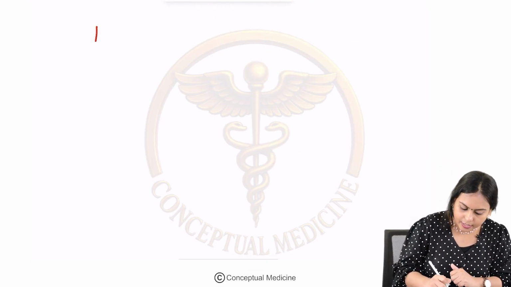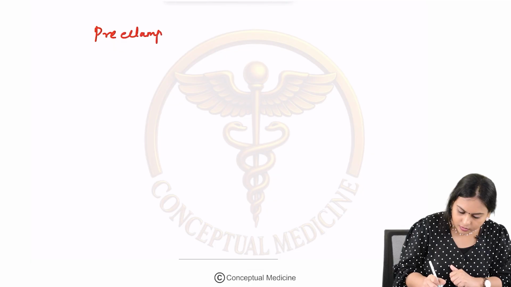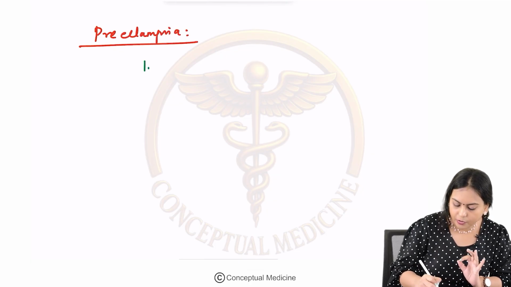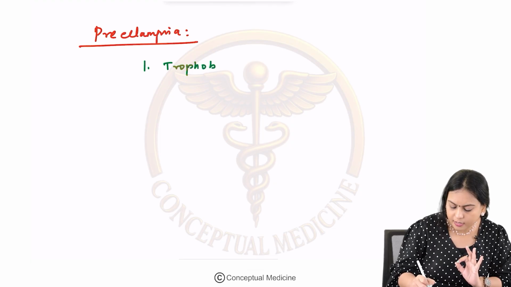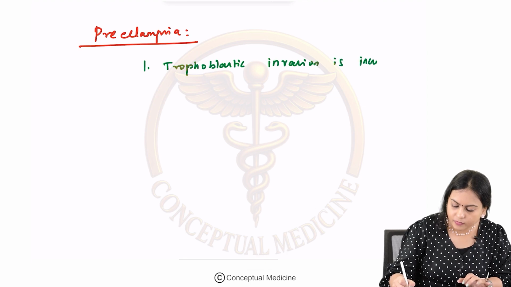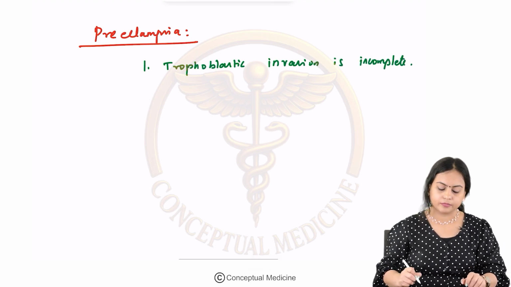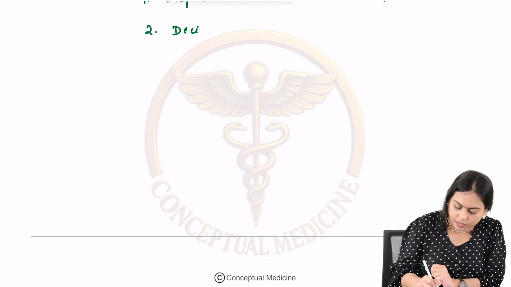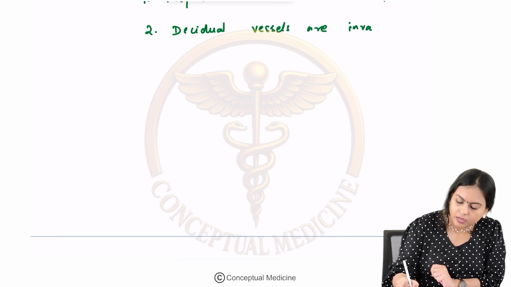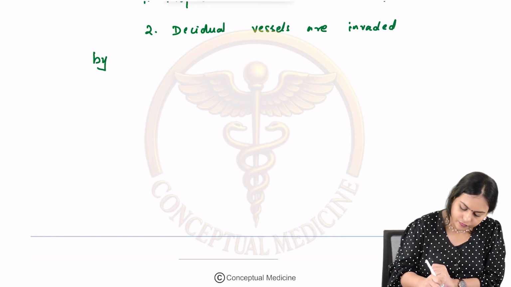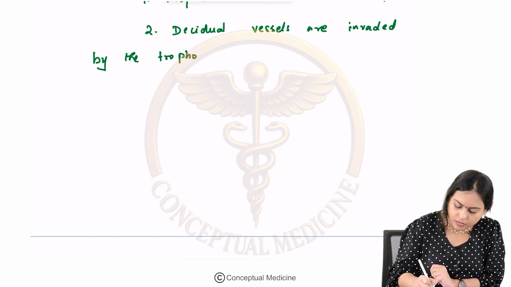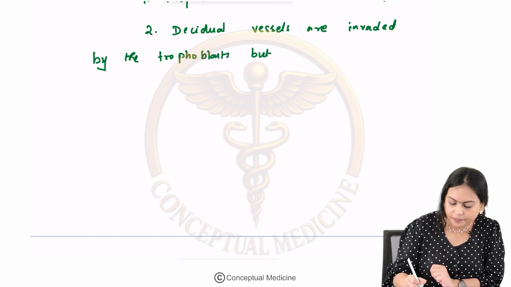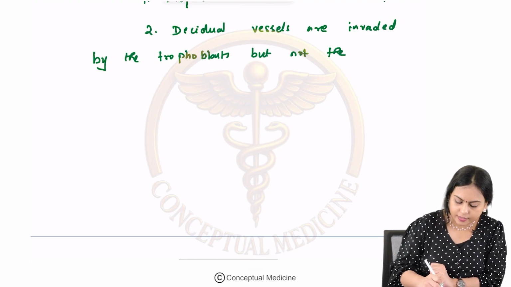So, if we take preeclampsia, main point is the trophoblastic invasion is incomplete. So, what is happening? The decidual vessels are invaded by the trophoblasts, but not the myometrial vessels.